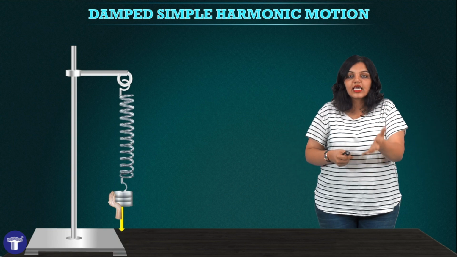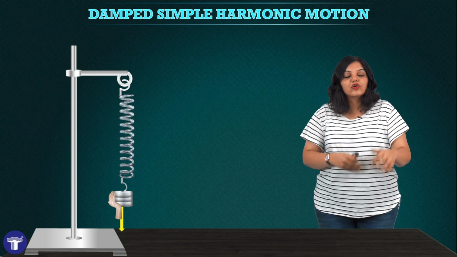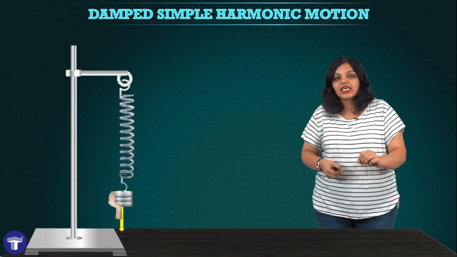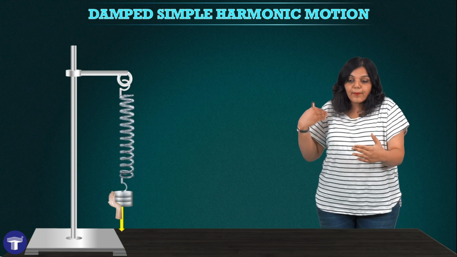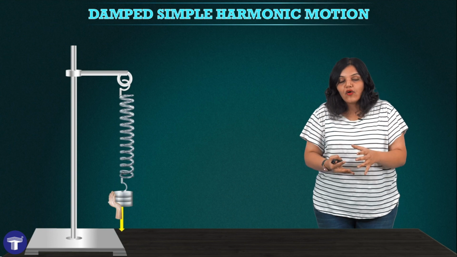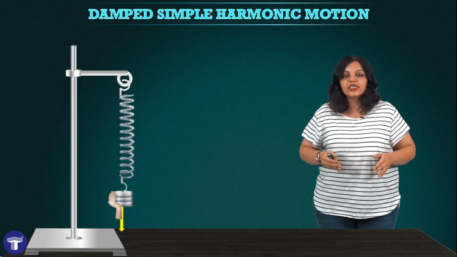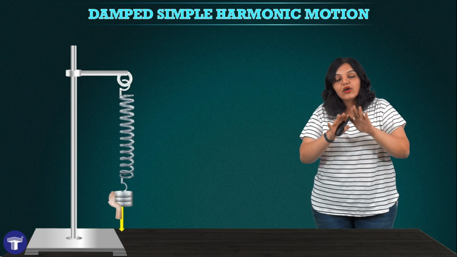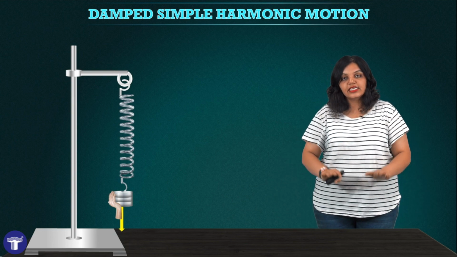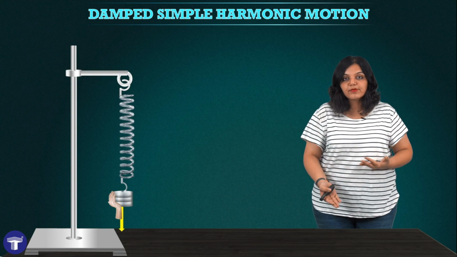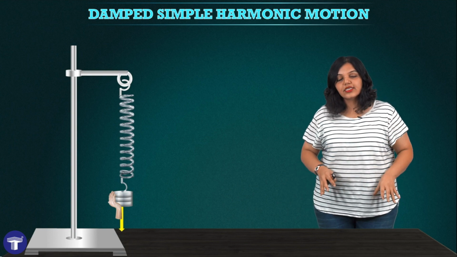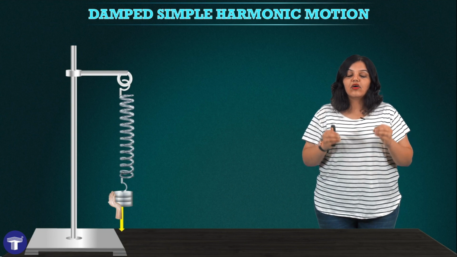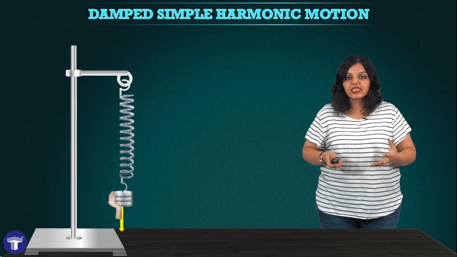For example, in the case of the oscillations due to a spring, it could be the air drag, it could be the friction at the point of suspension. The point is that there are opposing forces which are opposing the motion or the oscillation of the heavy mass. These opposing forces cause the system to lose energy continuously. And because the system loses energy continuously, the system eventually stops performing oscillations. Such oscillations which die out in time are known as damped simple harmonic oscillations or simply damped oscillations.